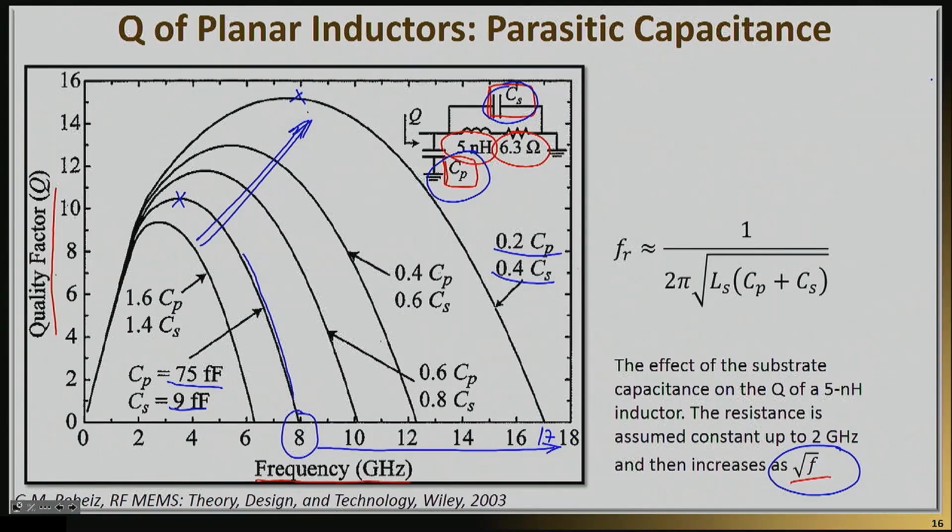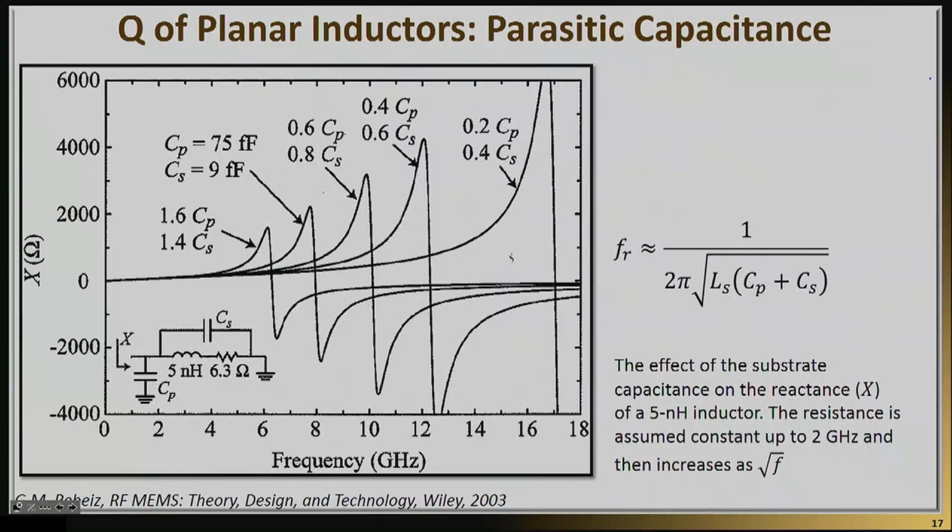So what's really interesting about this is it gives you essentially the two benefits that you will get if you can dramatically reduce those two capacitances. And we'll see in a next video how you can reduce those capacitances, primarily by employing micro-machining techniques.